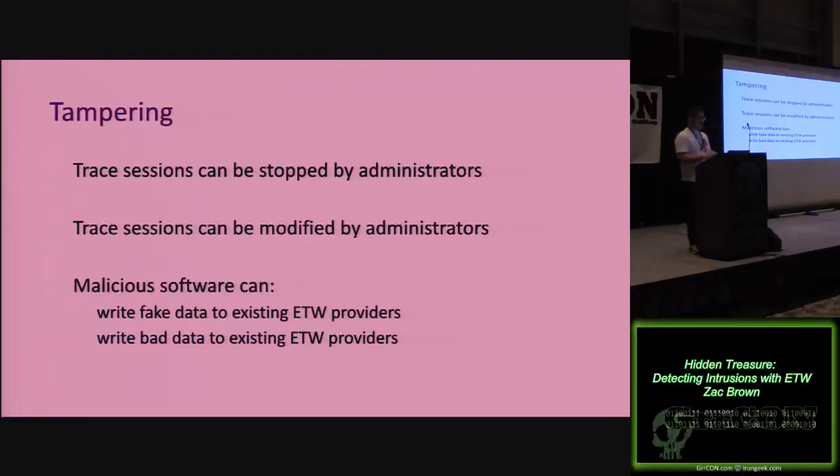Also, malicious software can write fake data to existing ETW providers, so it can pretend to be the PowerShell provider and write bad data there. Or fake data. The bad data case is scary because if you're doing any interesting parsing, you might crash the agent. I don't have a POC to share for this, but I know that it's possible.